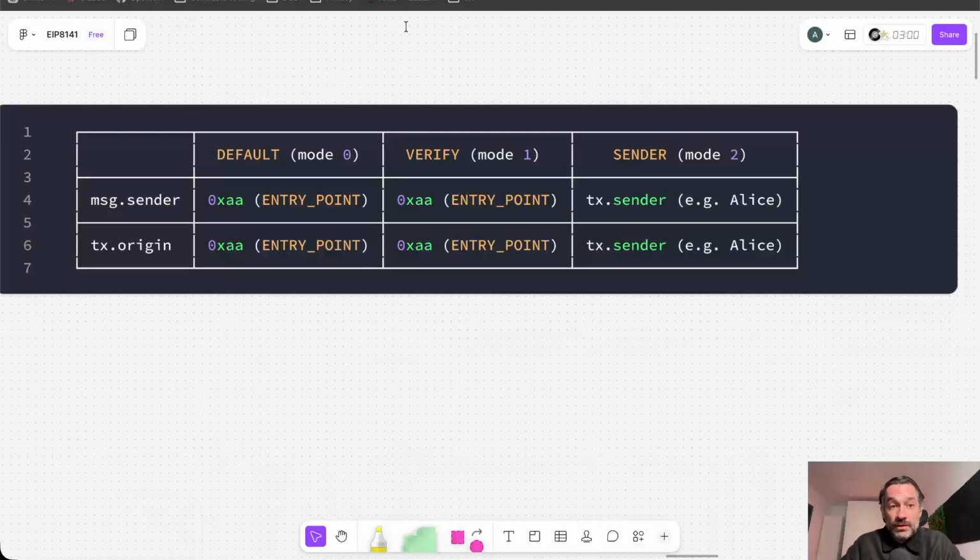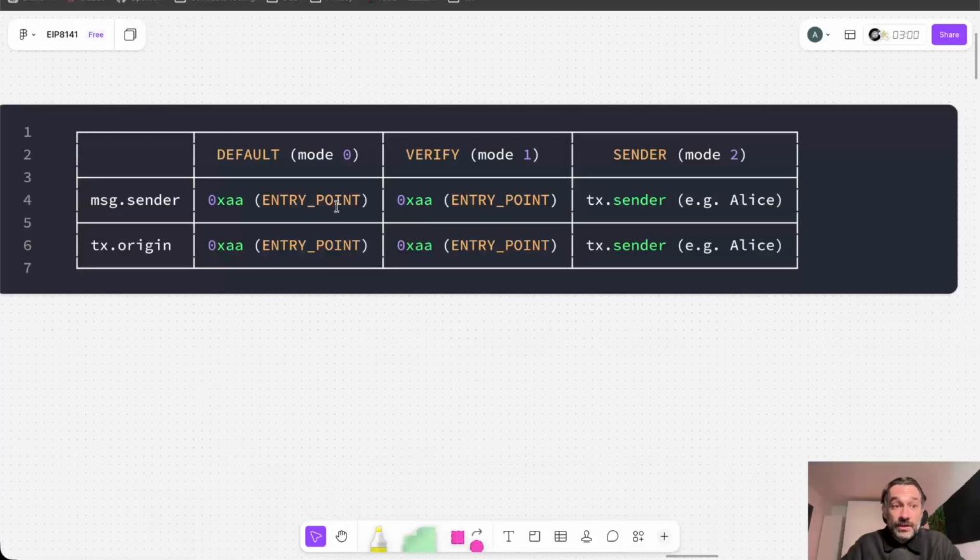So in default and verify modes, both the message sender and the tx.origin are the entry point address, the precompiled address 0xAA, at the target contract. If the target calls another contract, that inner contract sees the message sender as the last caller, but the tx.origin always stays the entry point address.